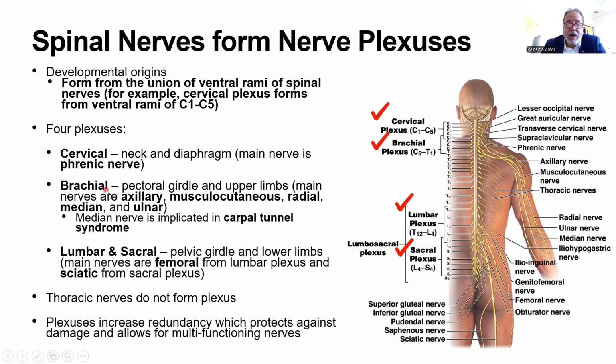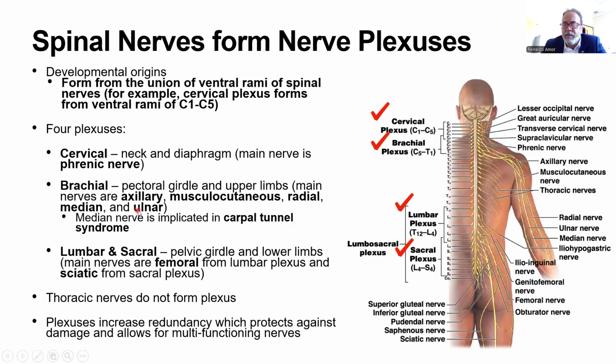Now, when you have the union of the ventral rami of cervical spinal nerve number 5, number 6, number 7, number 8, and thoracic spinal nerve number 1, then you form what is known as the brachial plexus. The brachial plexus gives peripheral nerves that are going to be targeting or controlling specific muscles. For example, we have the axillary nerve, the musculocutaneous nerve, the radial nerve, the median nerve, the ulnar nerve. All of those are peripheral nerves that are derived from or receive contribution from the brachial plexus.